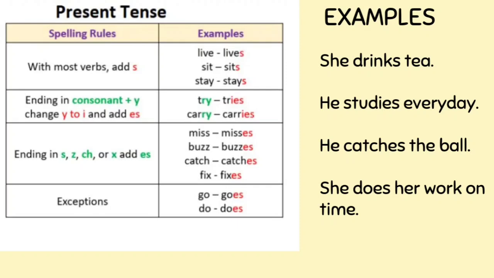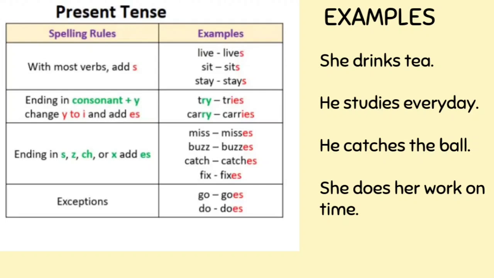Second one is carry, C-A-R-R-Y. So here again, the word ends in y and there is a consonant before it which is R. So carry, we will change it to carries. Y we will remove and we will add ies in the end. Example, he studies every day. The word is study, right? And we are changing y to ies.